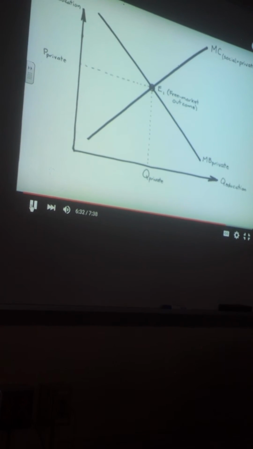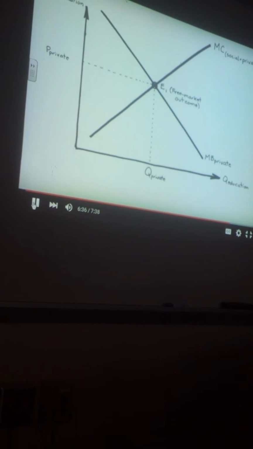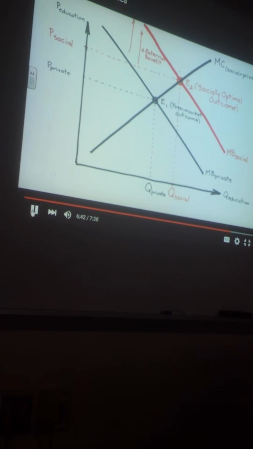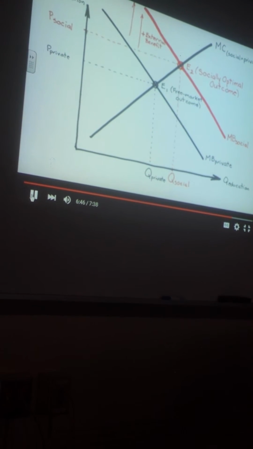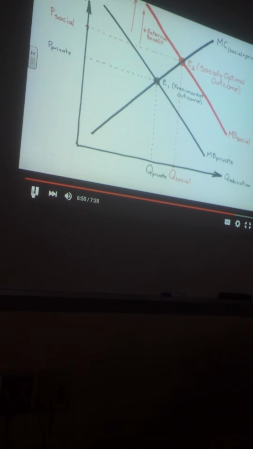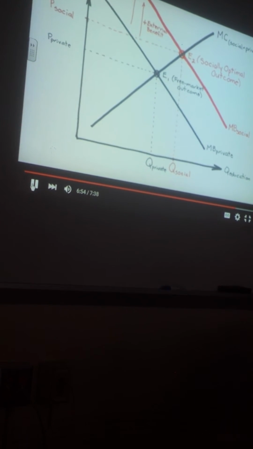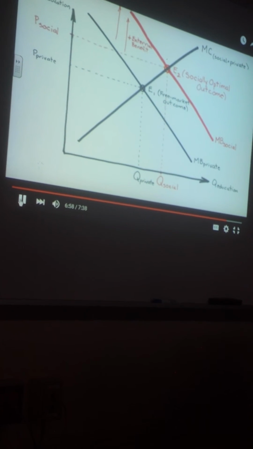Decision-making based solely on private costs and benefits results in equilibrium at E1. Society as a whole sees a greater benefit. If the equilibrium were based on social costs and social benefits, equilibrium would occur at E2. Society desires a greater level of education and is willing to pay more to achieve it. From a social standpoint, in a free market, education will be underproduced.